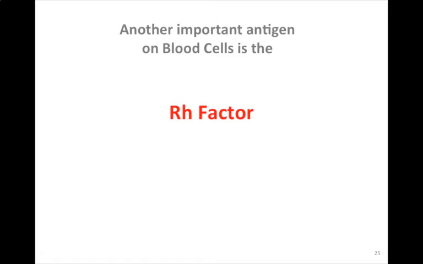So if you're A positive, that means you have the Rh factor and you have type A blood. And if you're O minus, that means you don't have an A antigen, a B antigen, or the Rh factor. Okay, we're going to try a problem.